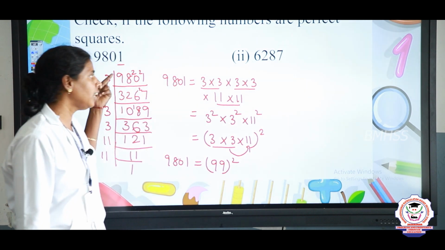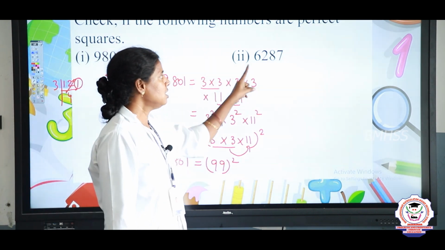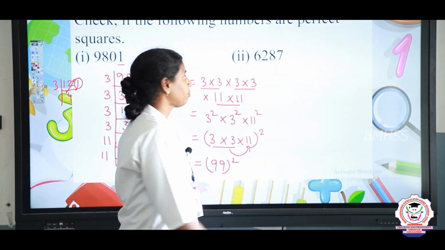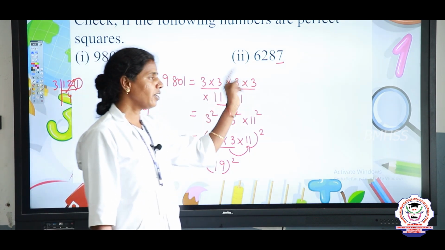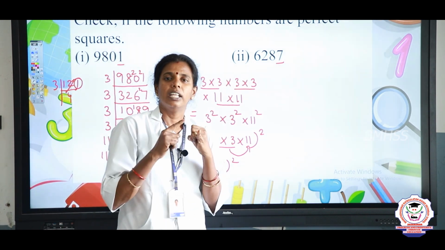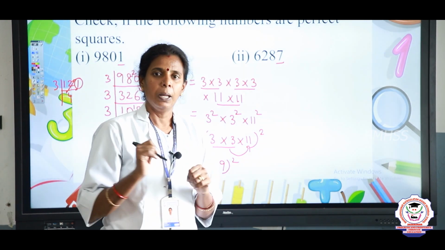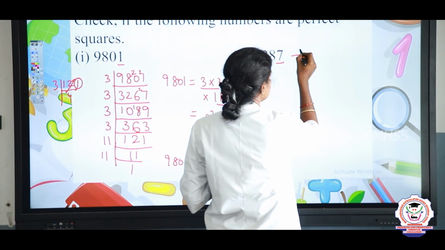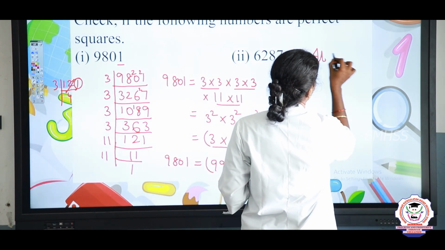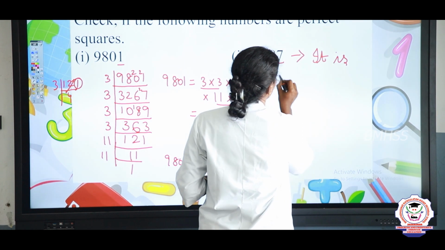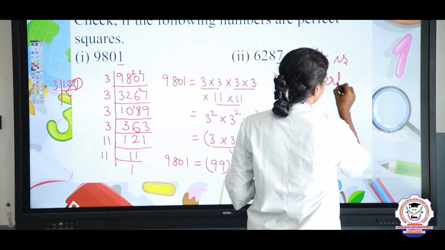Is it clear how to find the perfect square of a number? See the second question, 6287. The number ends in 7. Whether it is a perfect square? No. A number which ends in 2, 3, 7, or 8 is not a perfect square. So 6287 is not a perfect square.